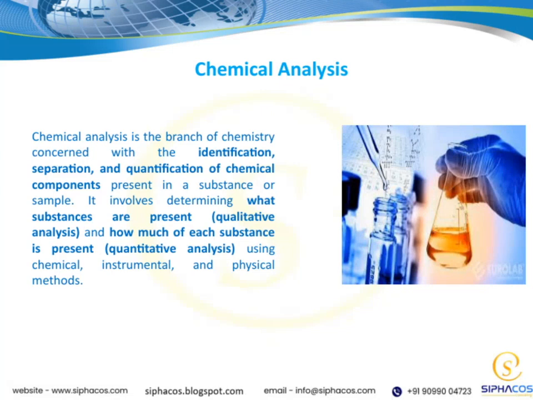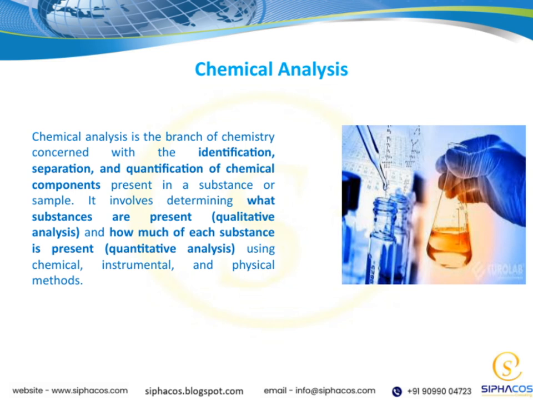Chemical analysis is a fascinating area within chemistry that focuses on understanding the composition of substances. It involves identifying what chemical components are present in a sample and how much of each one there is. When we talk about chemical analysis, we're essentially trying to get a detailed picture of a sample's makeup. This can be done through two main approaches: qualitative analysis, which tells us what substances are in the sample, and quantitative analysis, which measures the amounts of those substances.